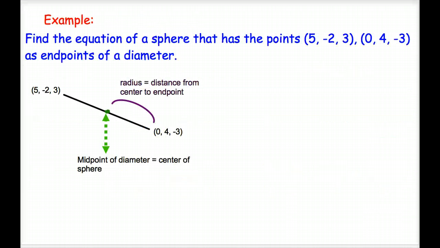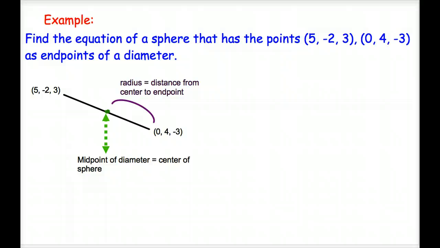Okay, so now let's jump to an example using both of these equations. I'll work through this example. We need to find the equation of a sphere that has the points (5, -2, 3) and (0, 4, -3) as the endpoints of the diameter.